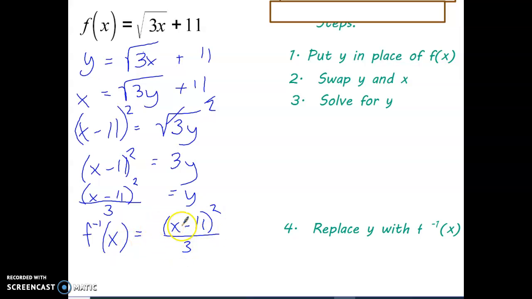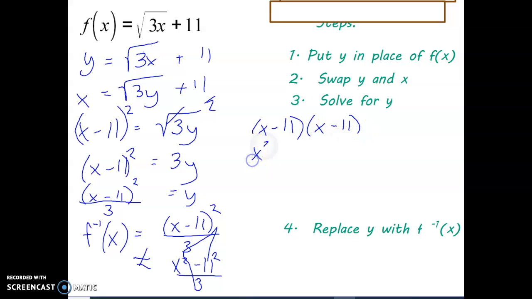Now, it's important to notice that if I had to simplify this, if I had to square the x minus 11, this does not equal x squared minus 11 squared over 3. You cannot distribute your squared here. What you would have to do if you needed to simplify this is write x minus 11 two times, because remember square means multiply by itself, and then you would have to FOIL that out. First, outer, inner, last, and combine like terms.